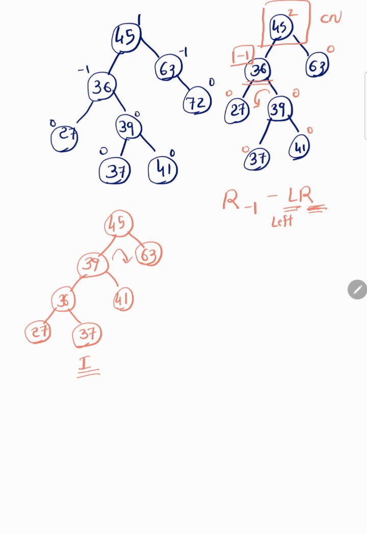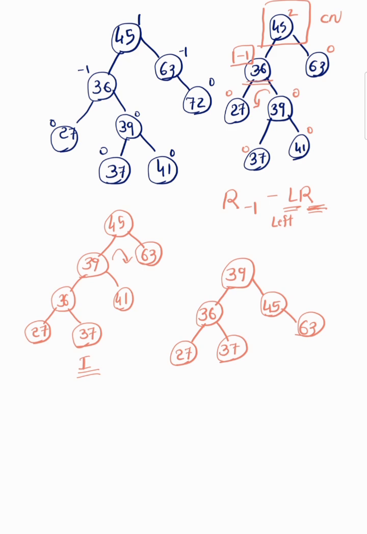So what is your critical node? It is 45. So you need to rotate it towards the right. So if you rotate it towards the right, 39 will become the root node. The left side of 39 will remain same: 36, 27 and 37, right? Now 45 will become right child of 39, right? 63 remains as it is. And as I told you earlier, 41, which was previously the right child of 39, now it will become the left child of 45, right?